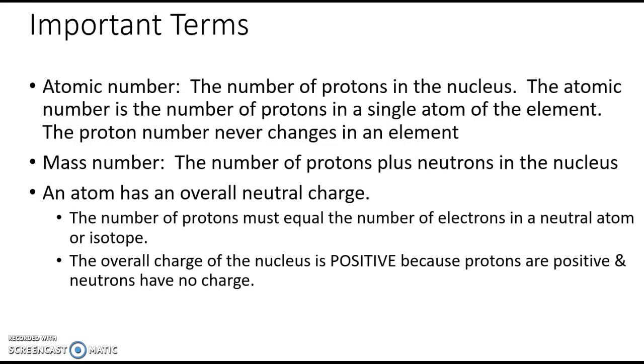An atom itself has an overall neutral charge. This is because the number of protons must equal the number of electrons in a neutral atom or isotope. So if you know the number of electrons an atom has, you know the number of protons. If you know the number of protons an atom has, then you know the number of electrons. They go back and forth. Protons equal electrons.